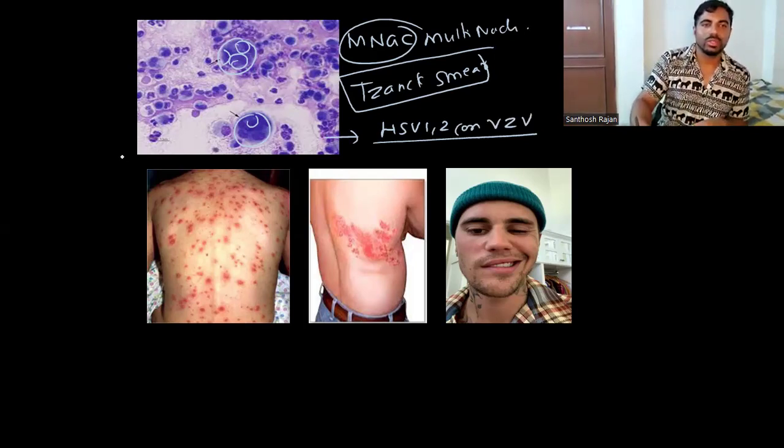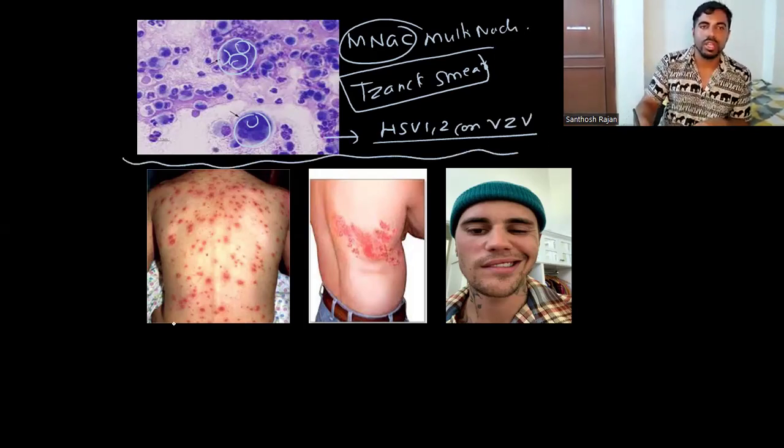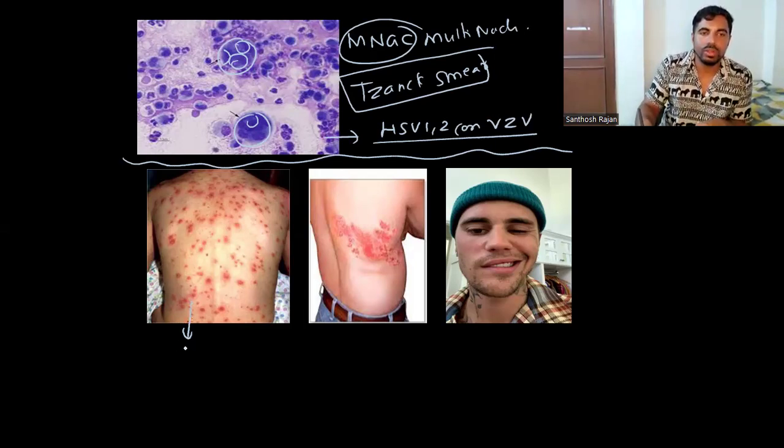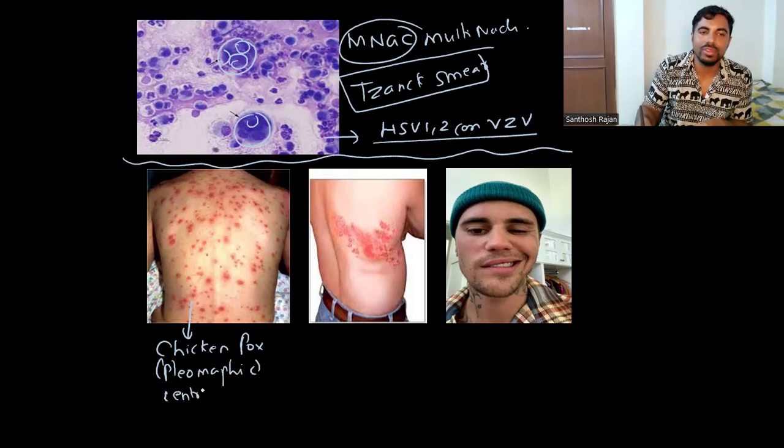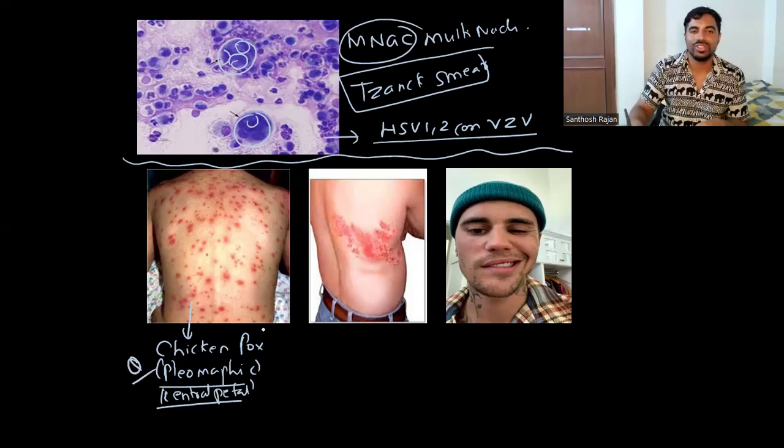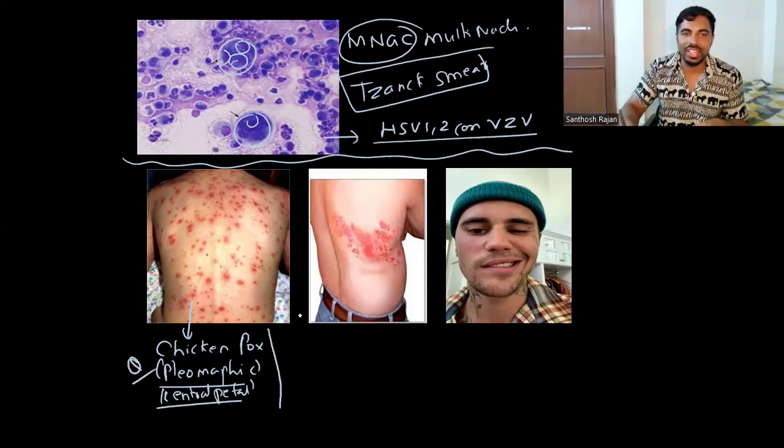Okay, now look at this one. So this is the multinucleated giant cell picture. This picture comes, you know, this is chickenpox. Chickenpox, because you have what lesion? Pleomorphic lesion, different types of lesion. It starts pleomorphic and centripetal, which starts in the central part of the body. These are the 2 characteristic words, pleomorphic and centripetal, chickenpox. Finished.